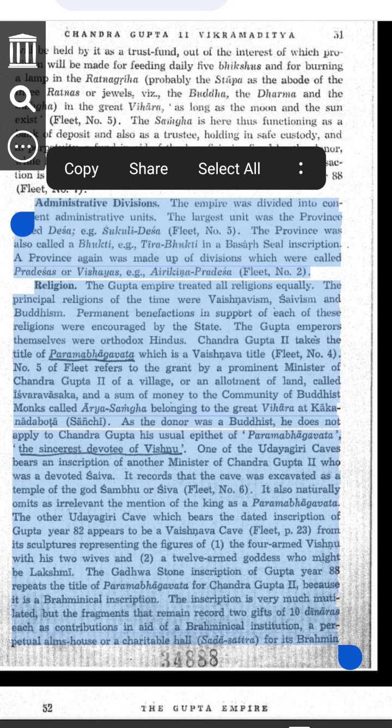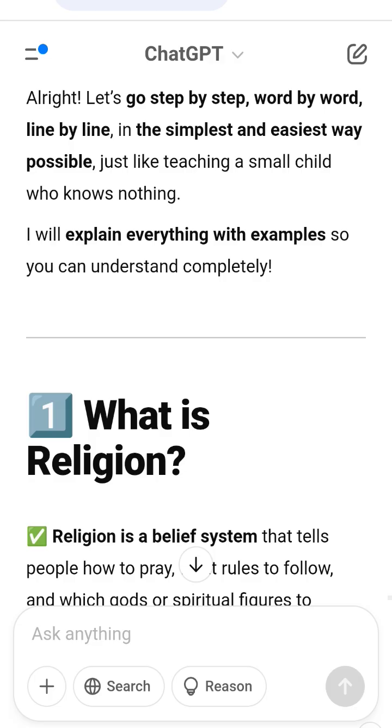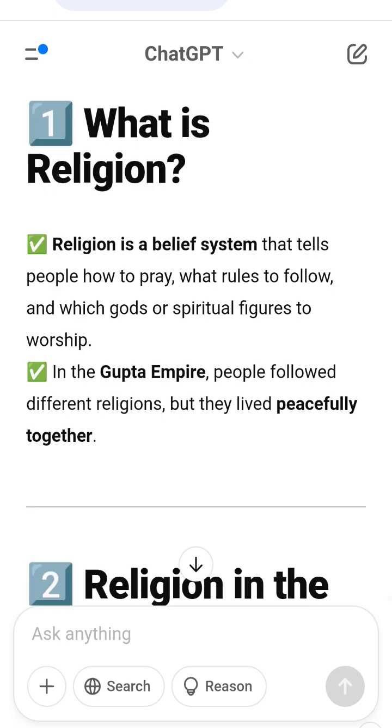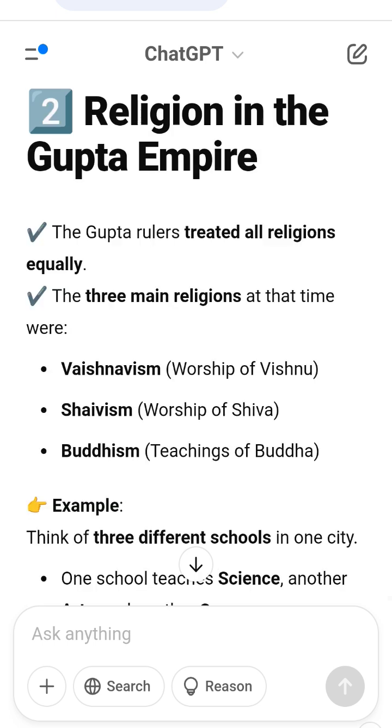Chandragupta II's minister gave land and money to Buddhist monks at a monastery in Sanchi. Modern example, like the government giving money to support a Buddhist temple today. Support for Shaivism, worship of Shiva. Another minister of Chandragupta II built a Shiva temple in the Udayagiri caves. Modern example, like a politician building a temple for Lord Shiva today.